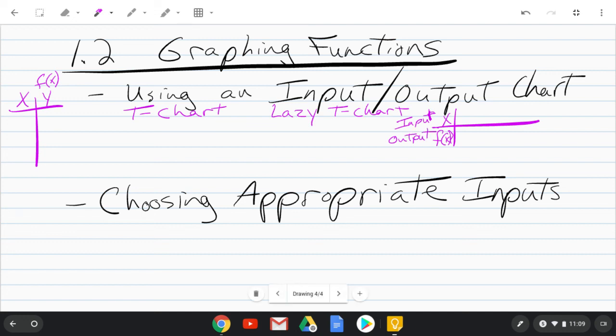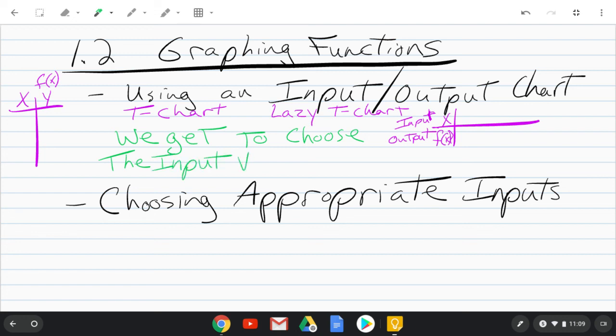We are going to use this chart, and we get to choose the inputs. I think that's what everybody forgets over and over again. Where do these inputs come from? We get to choose the input values. And we're going to talk about choosing appropriate ones in just a second. But we get to choose them. Now, some things that I'd like you to always think about when we're choosing. We should almost always have 0. Why? Because 0 times anything is 0.